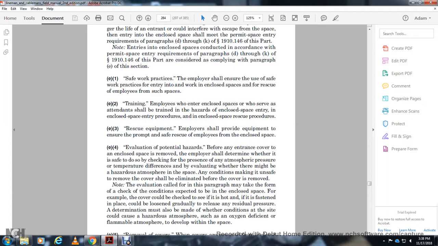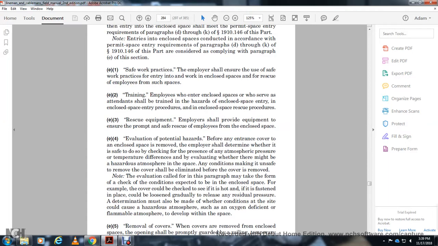Note: the evaluation can be called for by the paragraph to check the conditions of the enclosed area. For example, the cover should be checked if it is hot and fastened in place, and loosened gradually to relieve residual pressure. A determination must also be made whether conditions on the inside of the cover have created a hazardous atmosphere, such as oxygen deficiency or a flammable atmosphere, within the space.